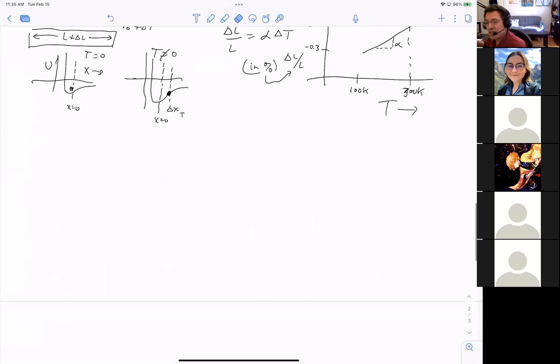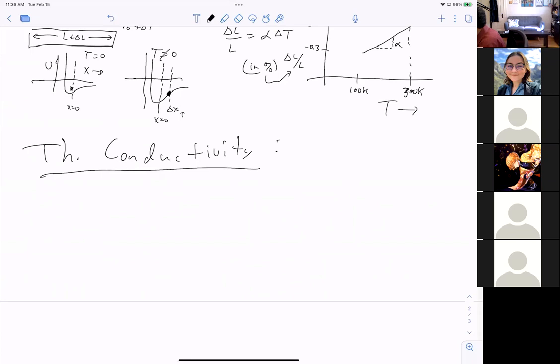All right. So now let's talk about thermal conductivity. This is another thing that happens with phonons, and this is heat transport, and heat is energy. So thermal conductivity is the transport of energy through a crystal. So that's what we want to talk about now. And so let's just make some definitions.